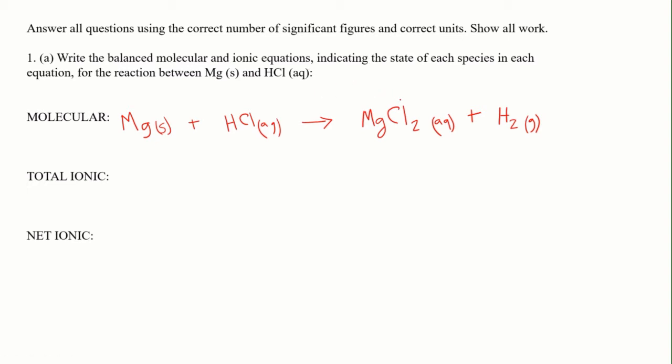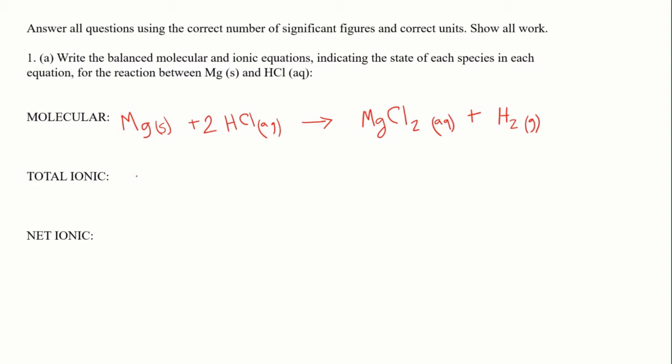The equation is not balanced. We have 2 Cl's on the product side, and we only have 1 on the reactant side. We also have 2 hydrogens on the product, but only 1 on the reactant. So here we'll need a 2 in front of HCl to make this a balanced equation. Now we can move on to total ionic.